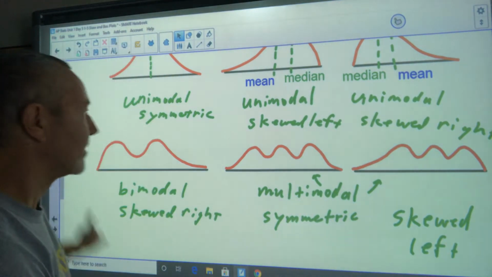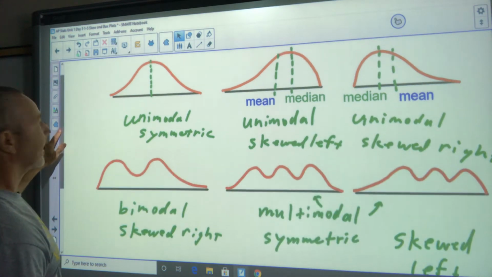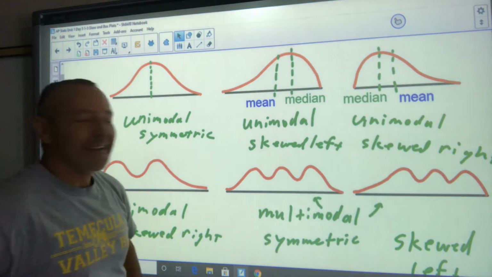Okay guys, this is the second half of this same lesson, since my recording stopped in the middle there.